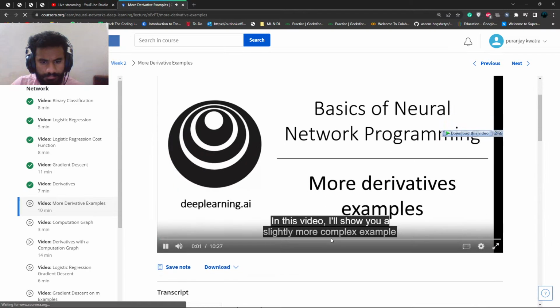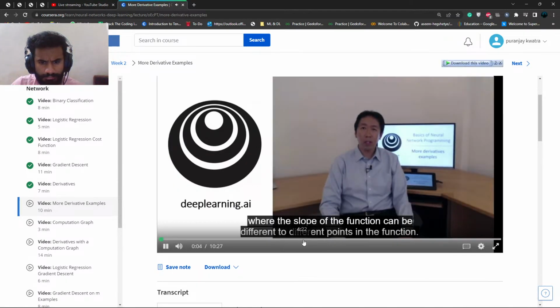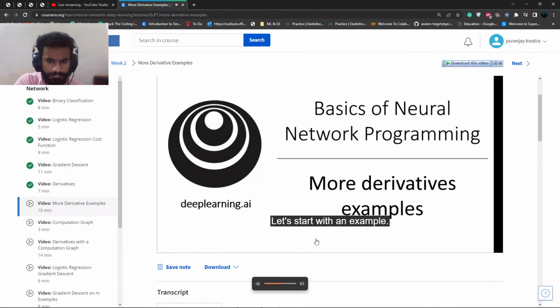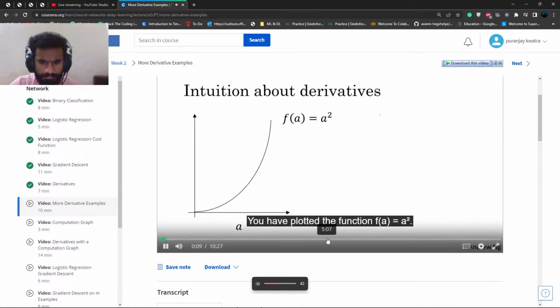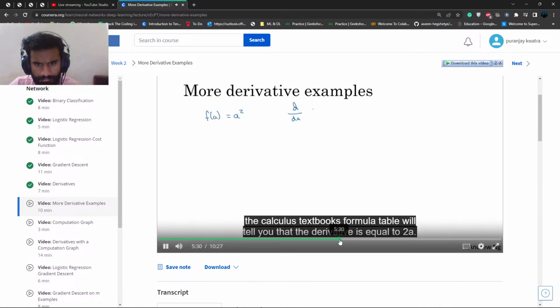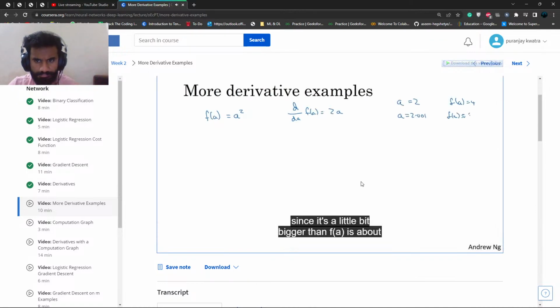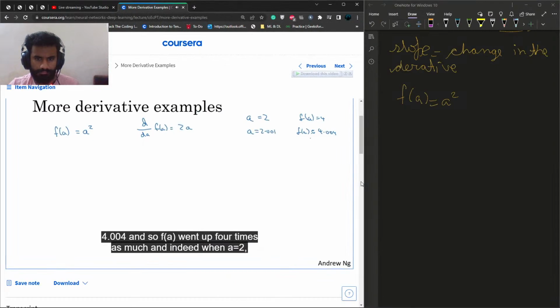In this video, I want to show you a slightly more complex example where the slope of the function can be different at different points of the function. Let's start with an example. Here I plotted the function f of a equals a squared. The formula table will tell you that the derivative is equal to 2a, about 4.04, and so f of a went up.